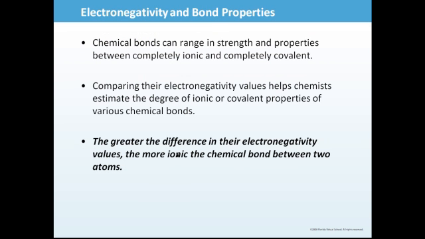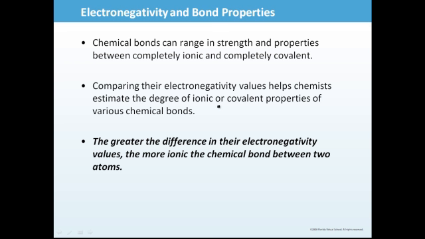Alright, so we have two different bonds. We need to be able to compare them and determine what type of bond we're going to have depending on the elements involved. They range in strength and properties between those two types, and there's not a real distinct cutoff necessarily. To do that, we're going to compare their electronegativity values.